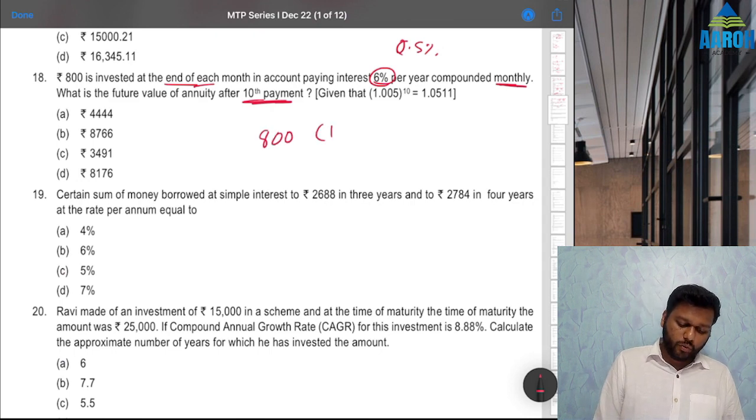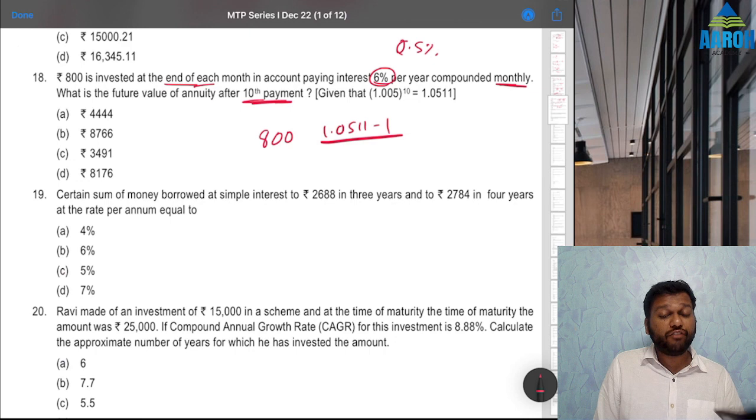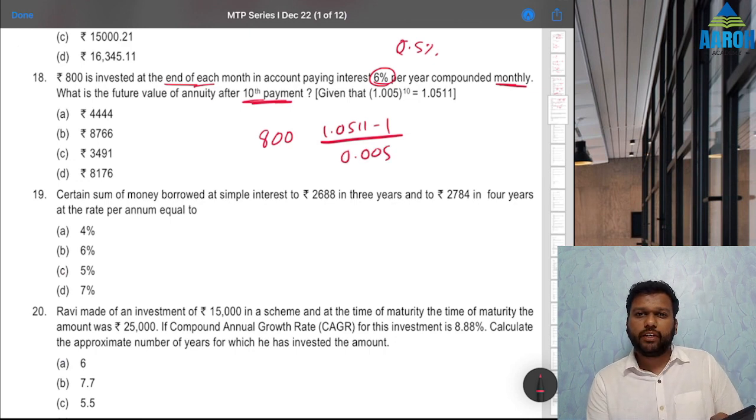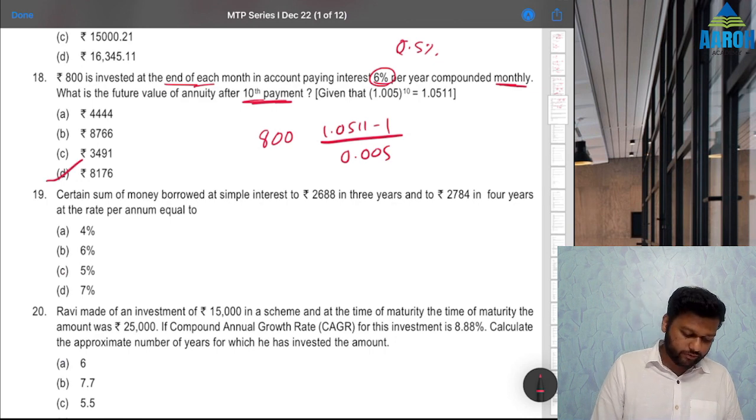800 into 1 plus i raised to n, they have already given, 1.005 to the 11, minus 1, upon i. i is what? 0.5% or 0.005. So 1.005^11 minus 1 by 0.5% into 800, that is 8176, option D.